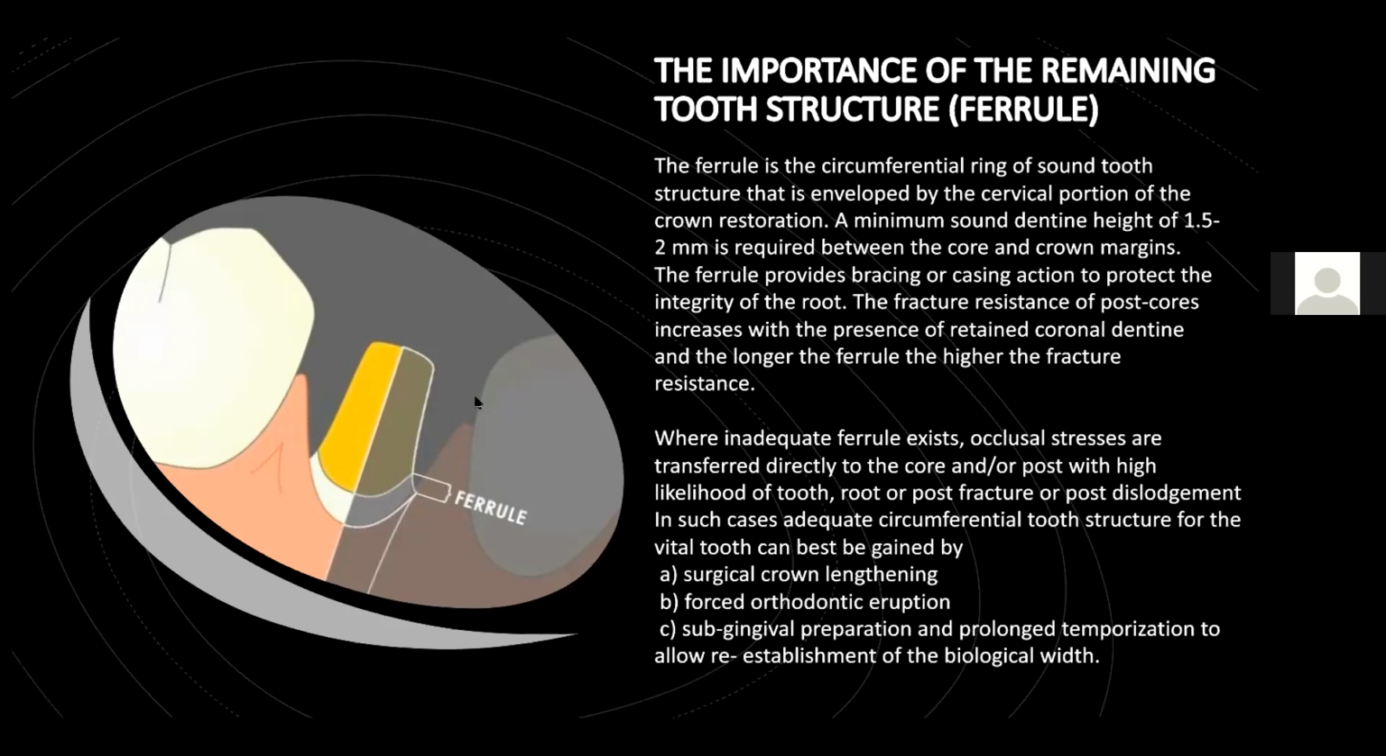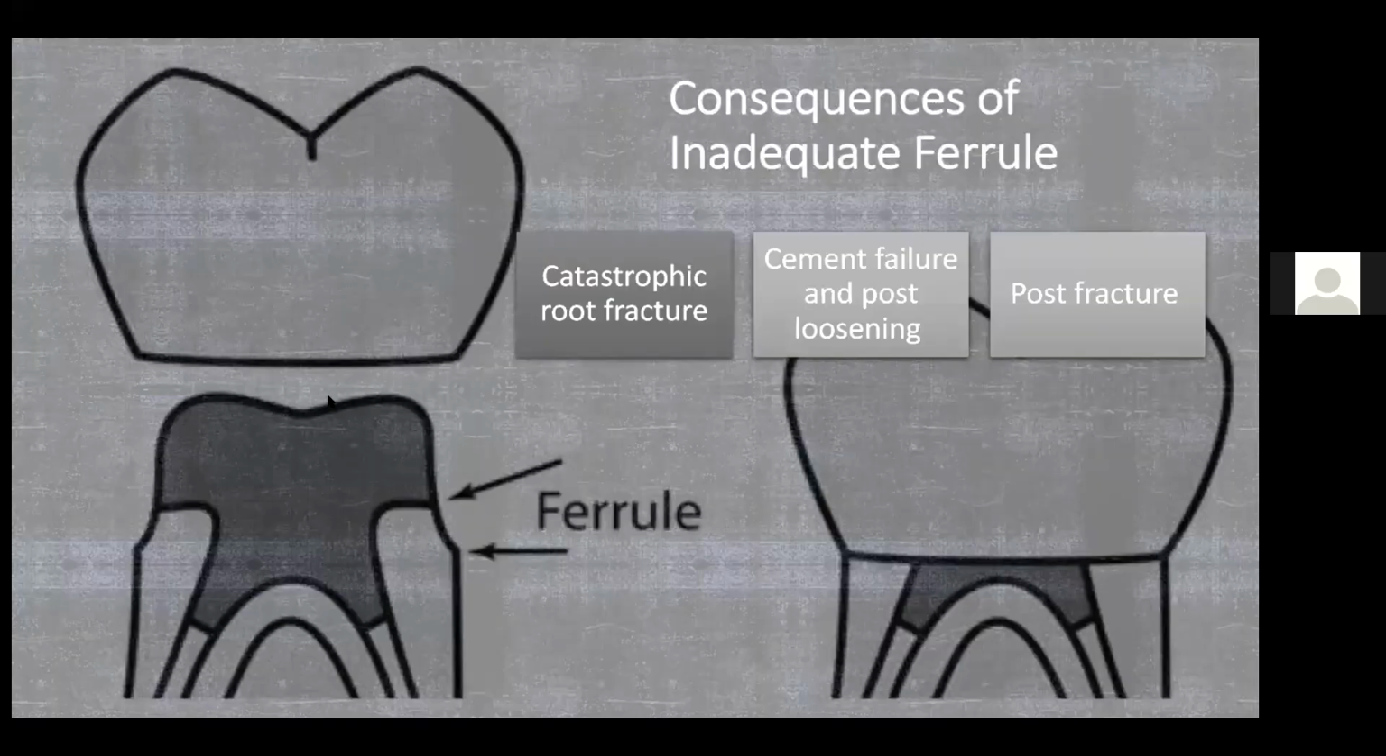of the biological width. Now, the reason the ferrule is so important is because the fracture resistance increases with more coronal dentin available, right? The longer the ferrule, the more the fracture resistance. So again, the consequence of inadequate ferrule will be catastrophic root fracture, cement failure, post-loosening, and post-fracture.